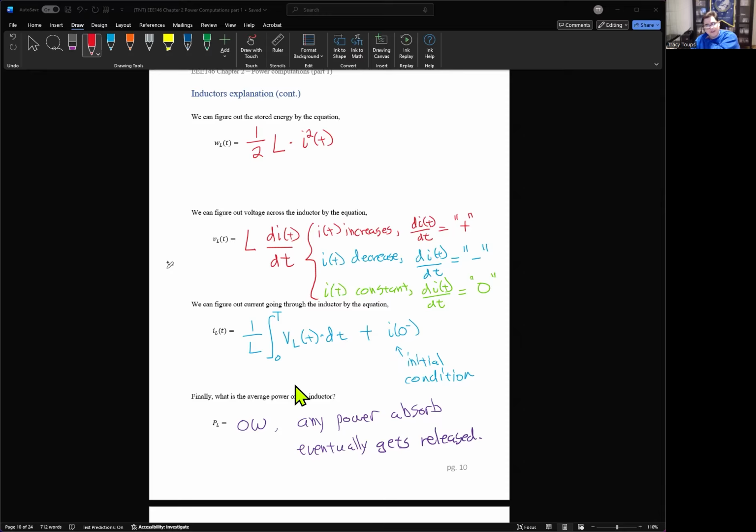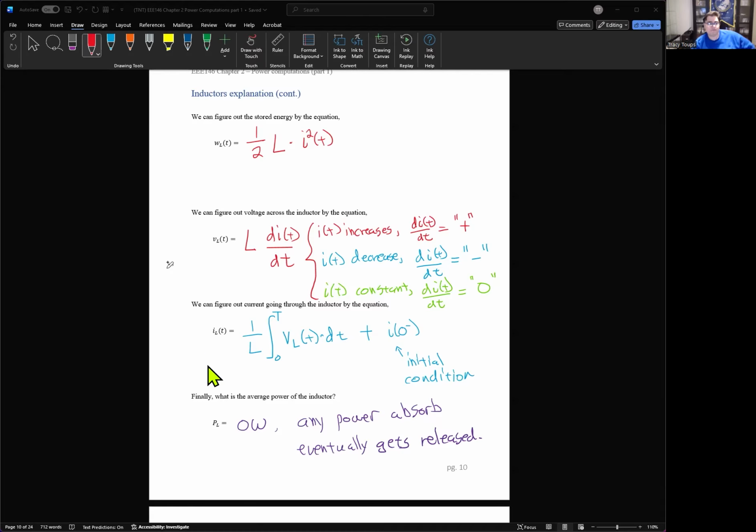Lastly, what's the average power in an inductor? It's simple. And at the end of the day, it's going to be 0 watts. Why? Because an inductor is just a storage device. It doesn't absorb energy. It doesn't create it. It just takes it in today and gives it back tomorrow. But at the end of the month, eventually the inductor will net at 0 energy because it can't destroy energy. It can't produce it. It just passes along from one point to another. It takes it in today, gives it out tomorrow.